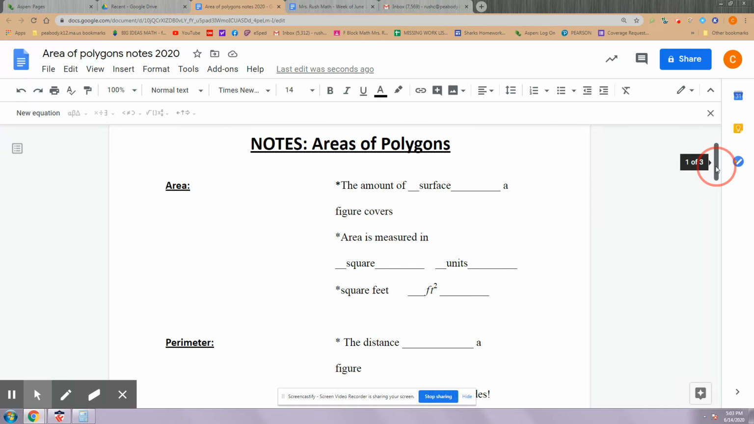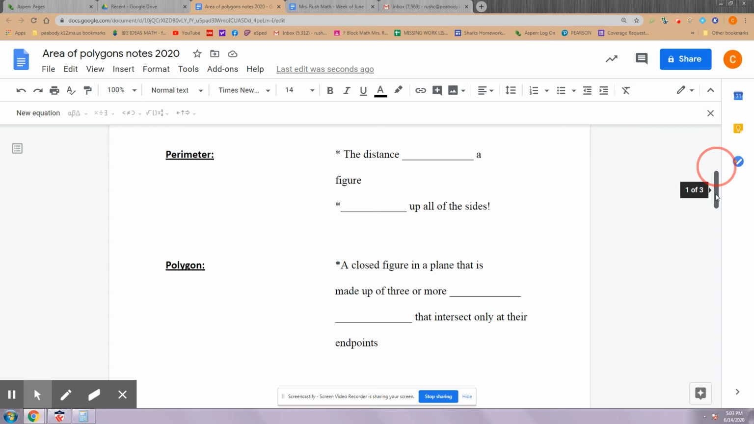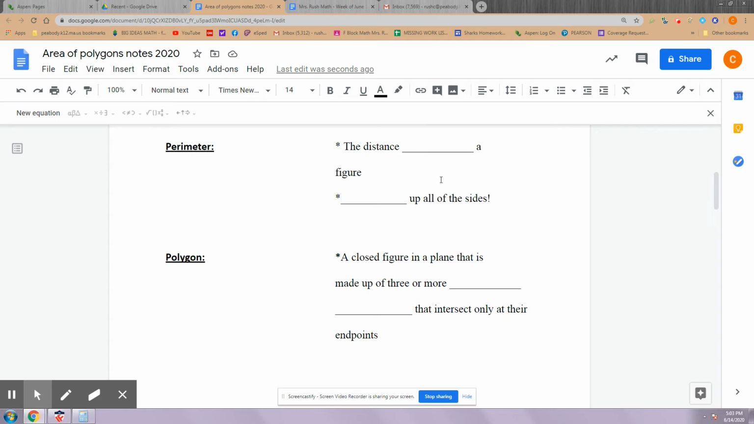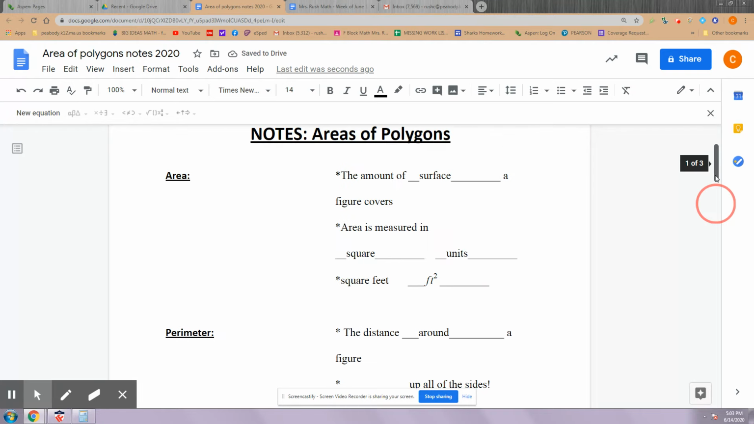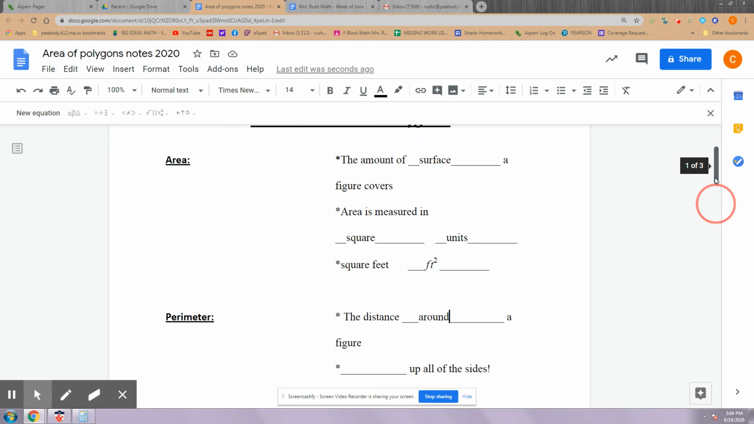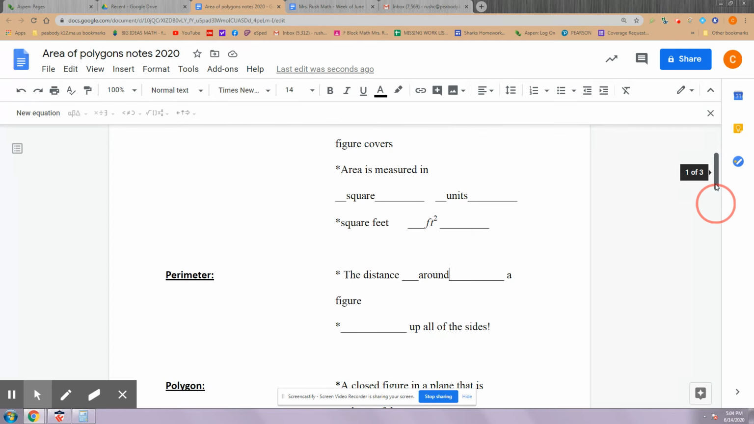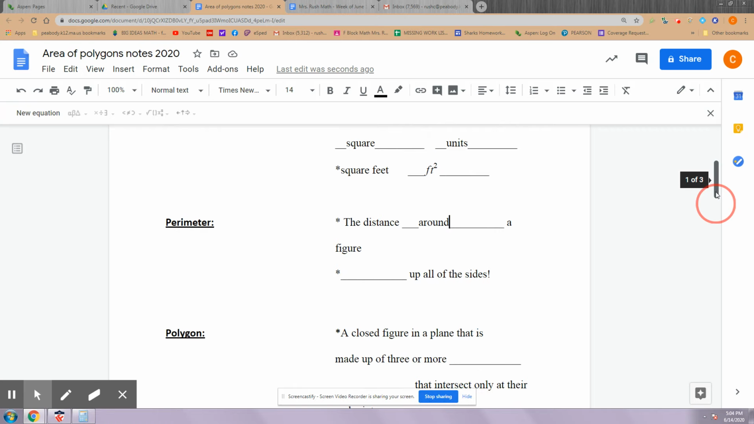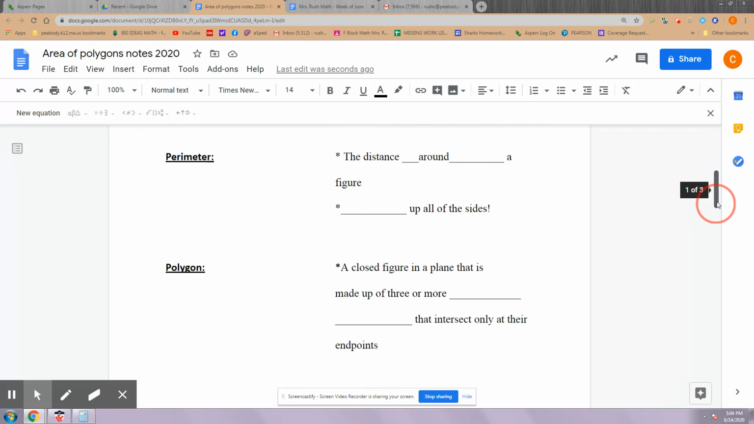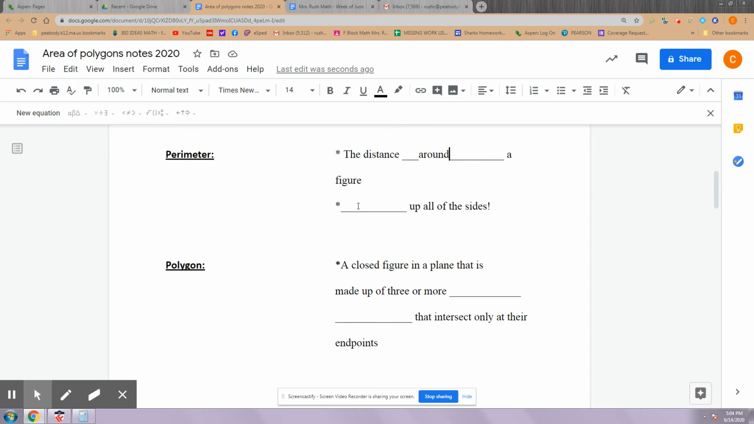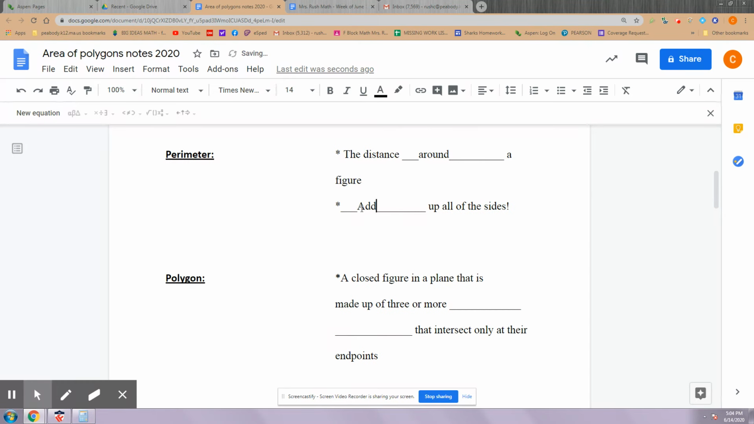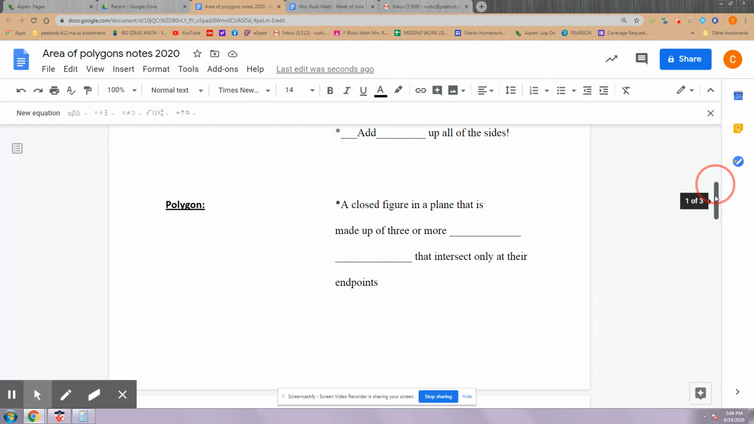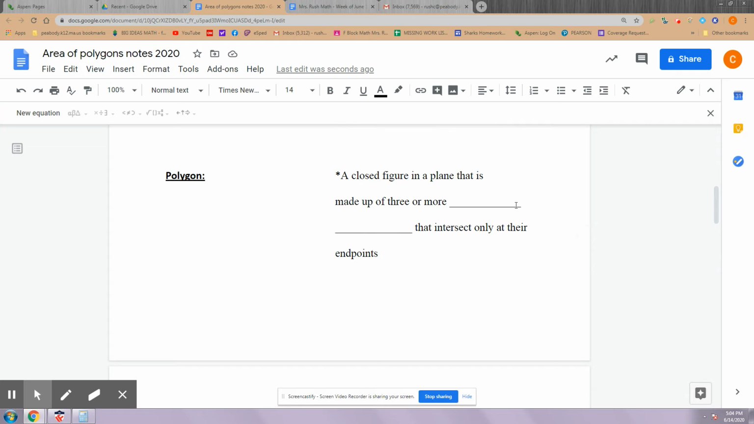All right, awesome. The other thing that I do want to mention is when you find the perimeter of a figure, it's the distance around a figure. So again, when we said area was the amount of surface a figure covers, or all the space inside, perimeter is the distance on the outside, so the distance around a figure. To find the perimeter of different figures, all we do is add up all of the sides.